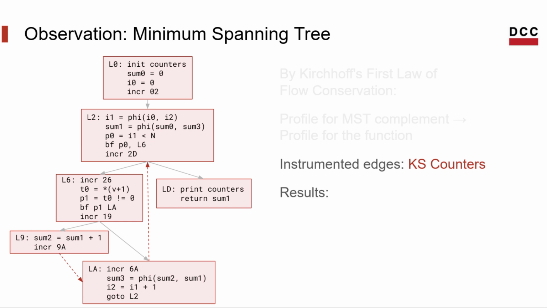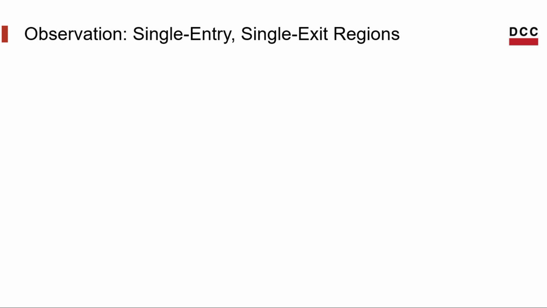As a result of this idea, we achieve a lower performance overhead, since we have fewer load, add, and store instructions. Not only this, these results are optimal in the sense that if we omit any KS counter, we cannot reconstruct an exact profile. But we can actually achieve further improvements on reducing the exact profile overhead, not by omitting the KS counters, but by replacing them with something else.